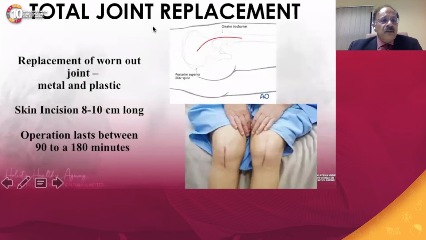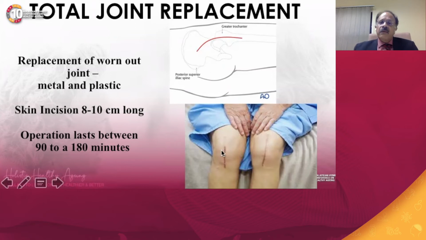Now, total joint replacement, what do we do? We replace the worn-out joint with metal and plastic. The skin incision for hip surgery, hip replacement, is about 10 centimeters, just above the buttock region, on the lateral side of the hip, all right? And for a knee, it will be about, again, 10 centimeters, and this is what it roughly looks like. This lady has got bilateral knee joint replacement done. It's about 80 centimeters long at the most.